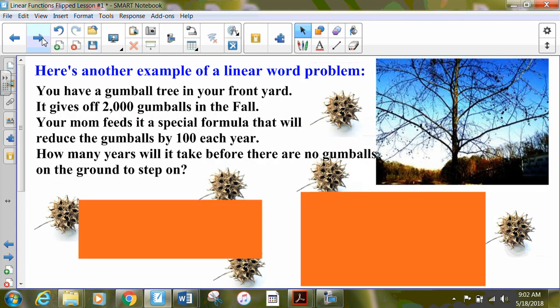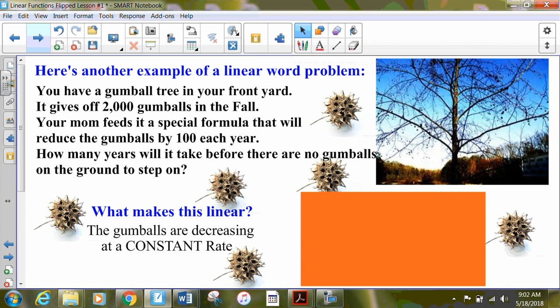So let's look at another one. You've got a gumball tree in your yard. It gives off 2,000 gumballs in the fall. Your mom feeds it a special formula that will reduce the gumballs by 100 each year. How many years will it take before there are no gumballs on the ground to step on? What makes this linear? Right in your box, it's a constant rate of change. All right, or it's a constant rate, right? The gumballs are decreasing by 100 each year.